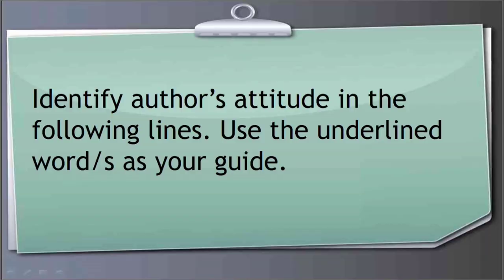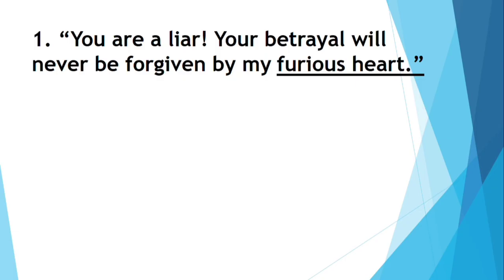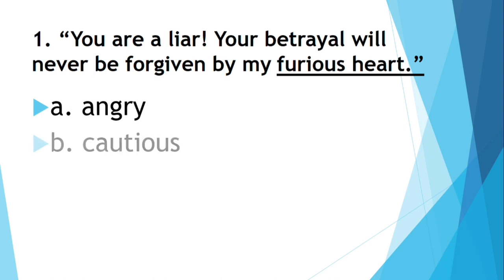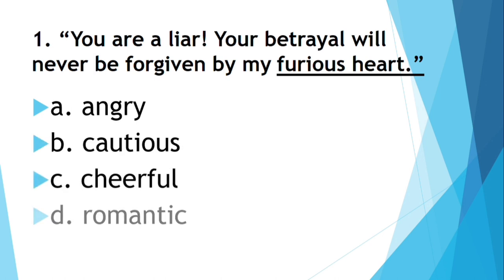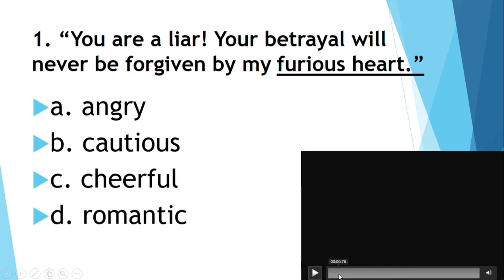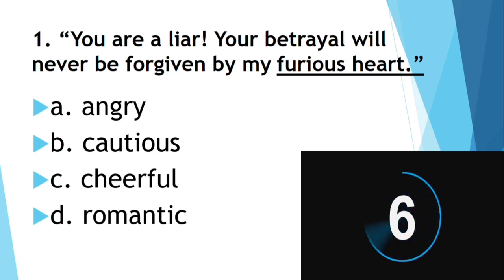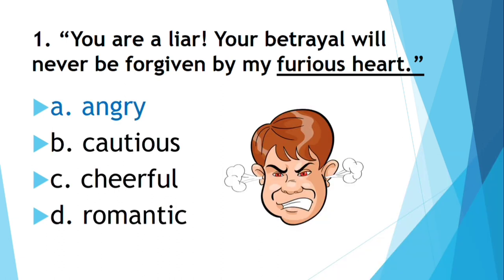Your first activity is to identify the author's attitude in the following lines. Use the underlined word or words as your guide. Number 1. You are a liar. Your betrayal will never be forgiven by my furious heart. Letter A, angry. B, cautious. C, cheerful. Or letter D, romantic. You have 10 seconds to answer the question. Time's up! And the correct answer is letter A, angry. Did you get the correct answer?